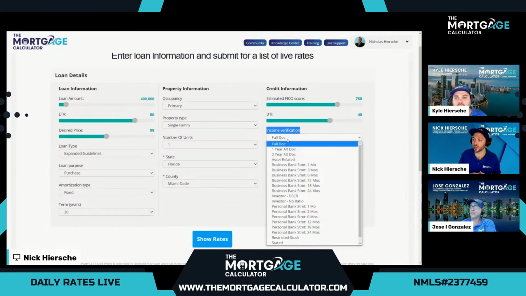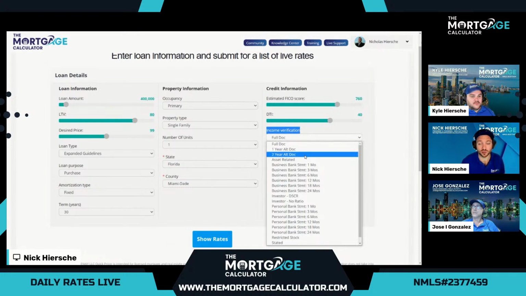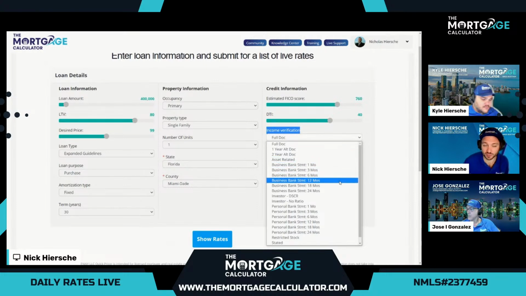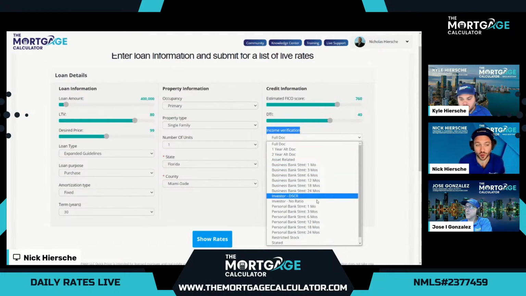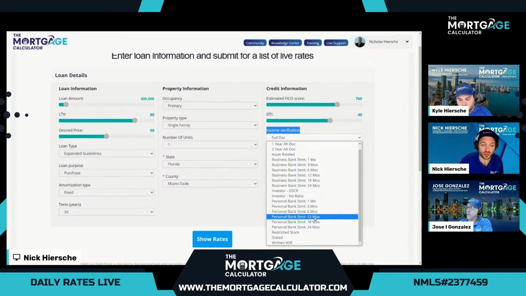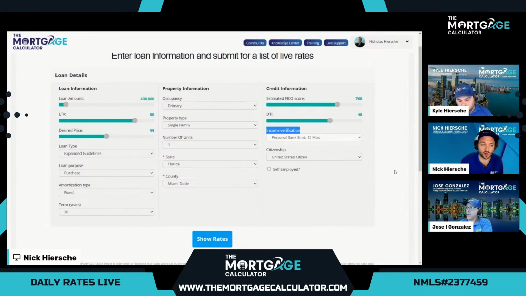So full doc is what we use for conforming loans and FHA loans. That's 2 years tax returns, what everybody's used to. But typically, if we're selecting a non-QM program, we're going to use one of our alternative income documentation options. So 1-year alt doc, 2-year alt doc have various options. We have asset-related programs. We can use business bank statements. We'll go through our investor programs here in a minute. But our most popular program by far for a non-QM borrower would be a personal bank statement 12-month program.